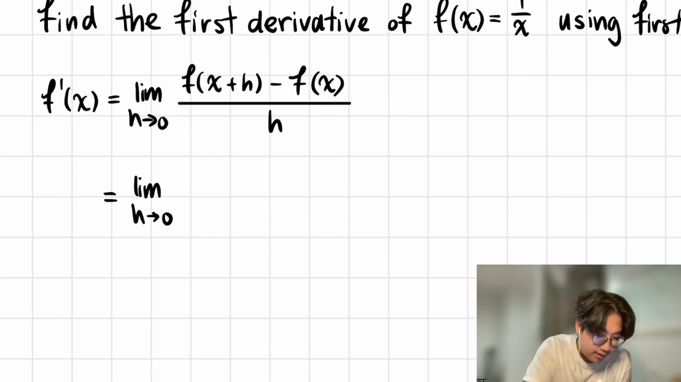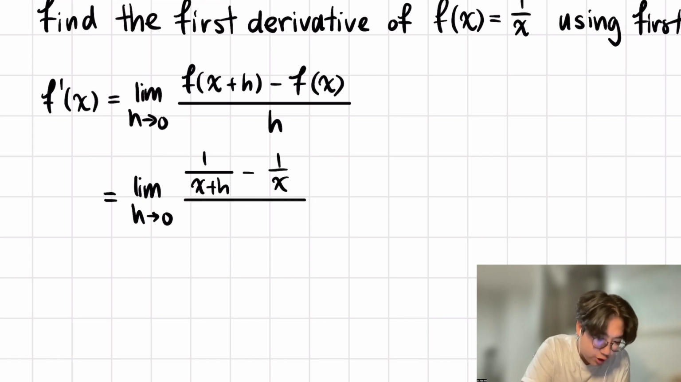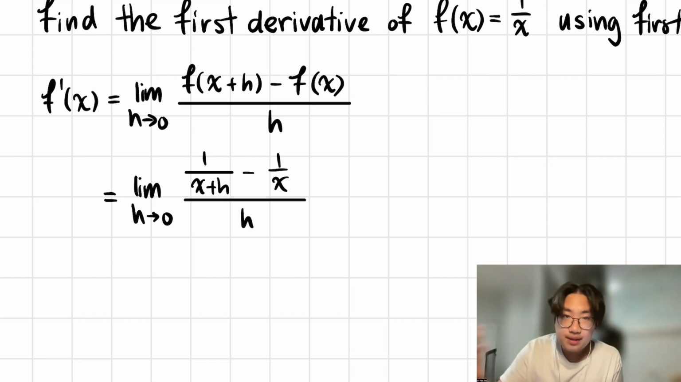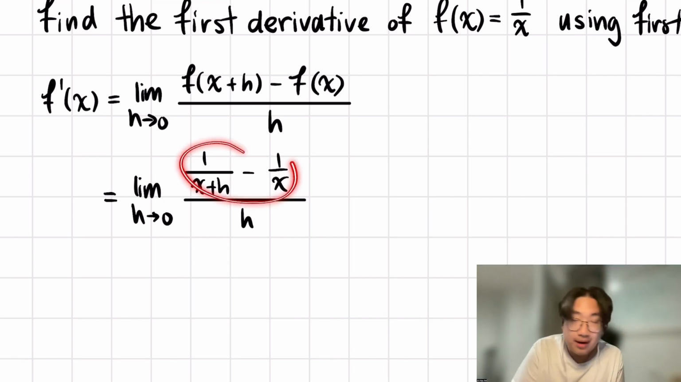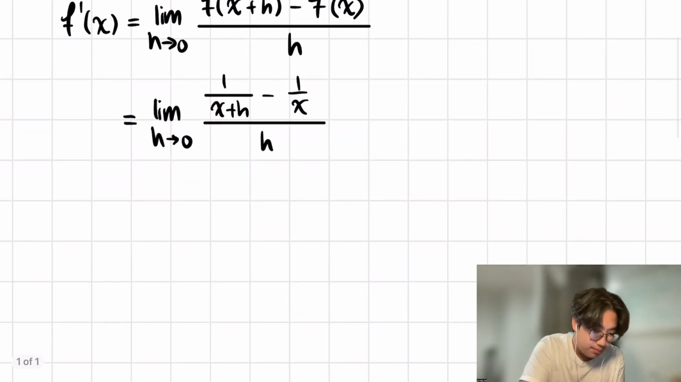So we then have the limit of 1 over x plus h minus 1 over x, all divided by h. At this point, similar to the previous videos, there's usually some kind of algebraic manipulation that you do. In this case, hopefully the most obvious thing to do is to combine these as one fraction and then proceed from there. So we do as such.